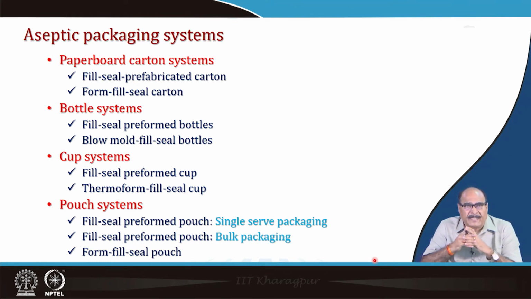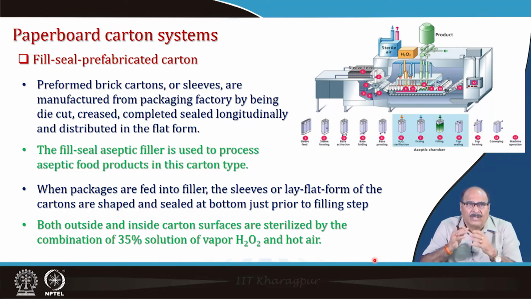So, the aseptic packaging systems: there are various paperboard carton systems, bottle systems, cup systems, pouch systems, and all these are prepared by different setups, either using form fill machines, or there are pre-formed systems, etc., which are used. Okay. Now, paperboard carton system, seal prefabricated cartons.